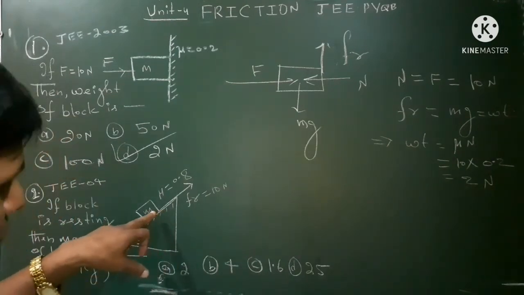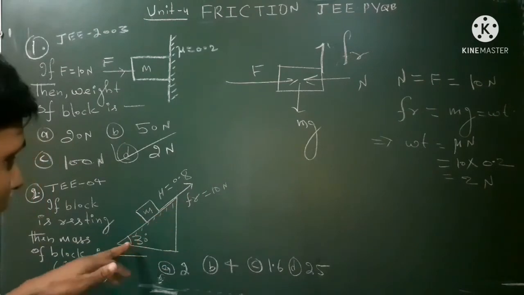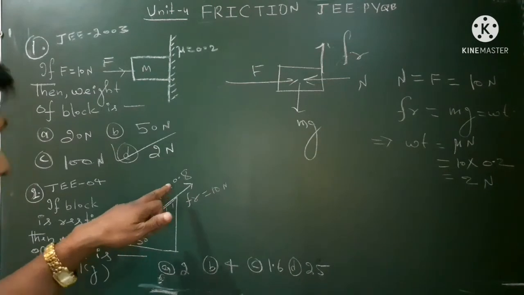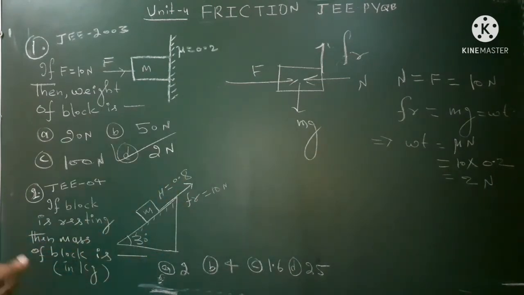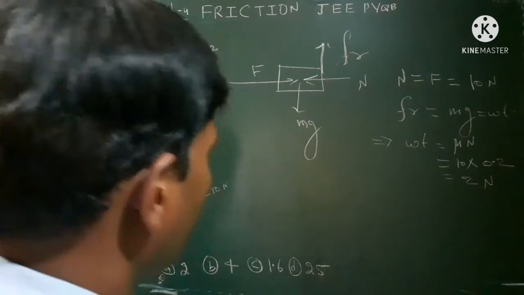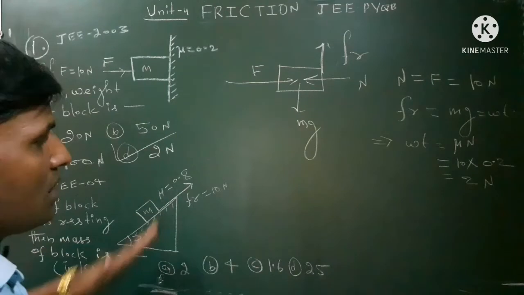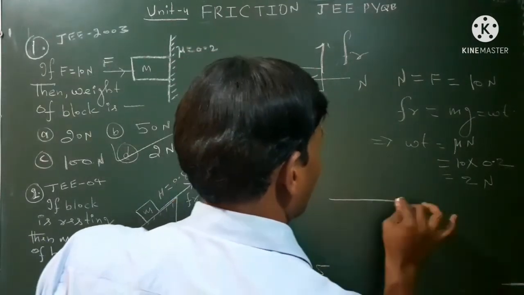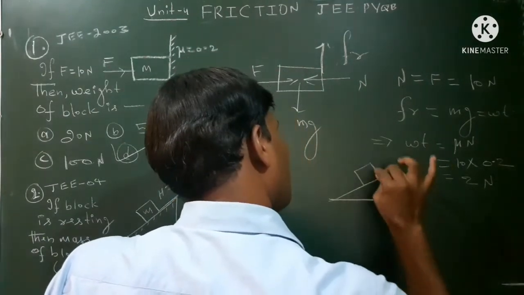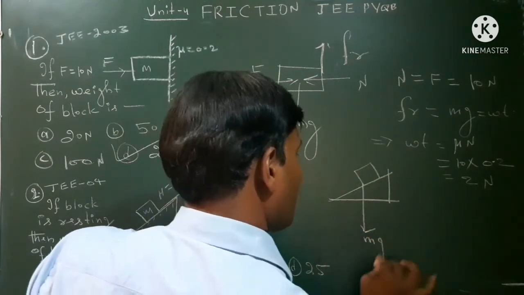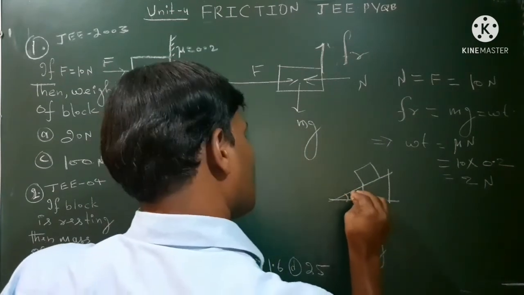Now the next question, question 2, was asked in JEE 2004. One block of mass M is resting on an inclined plane with an inclination of 30 degrees. Fr is given, and the coefficient of friction 0.8 is also given. If the block is resting, you have to calculate the mass of the block in kg. It is just like before, but on an inclined plane, so you can solve it like that.